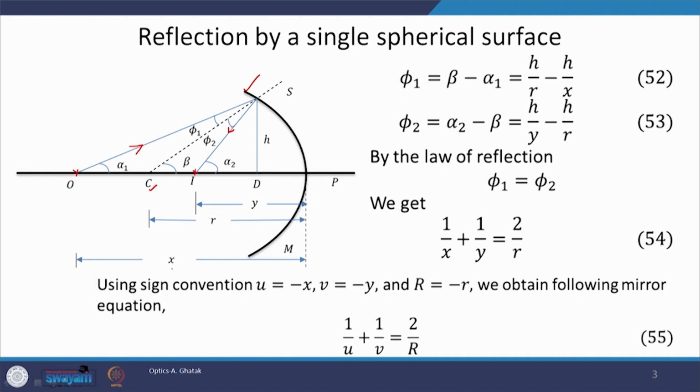Object O is situated at a distance x from this point, which we name as point P, and the image is formed at a distance y from this point P, and the radius of curvature of this spherical surface is small r. The point at which the ray starting from object O strikes is designated by capital S, and the height SD is small h. The angles are also represented in this figure.